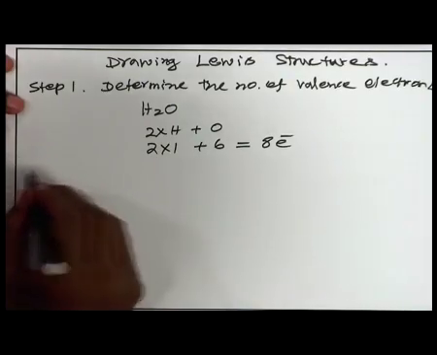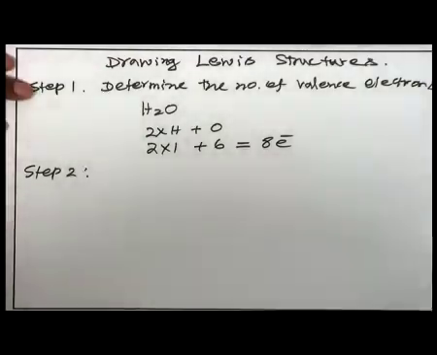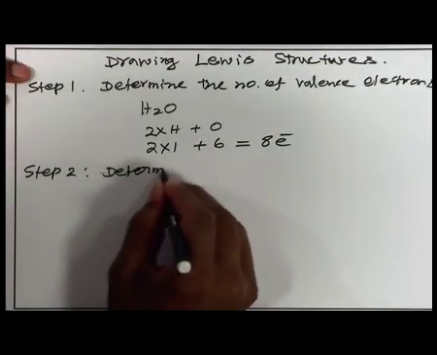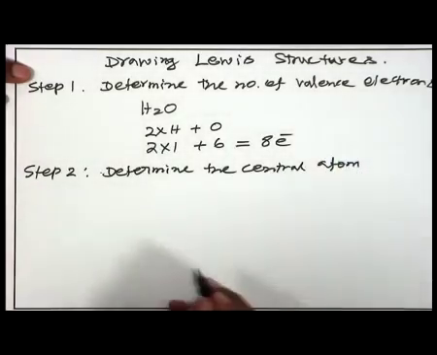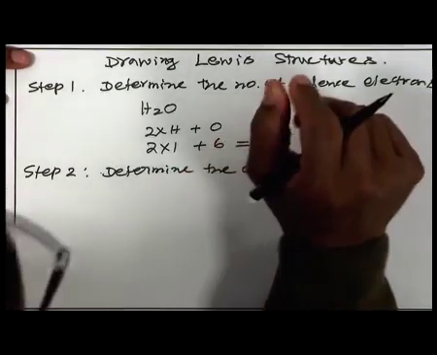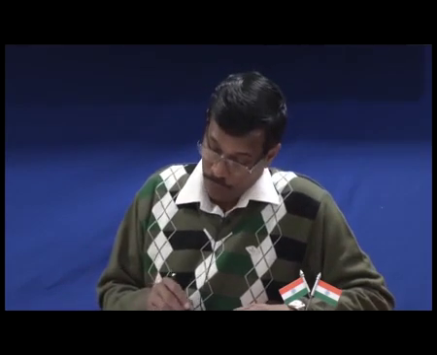The second step is to find the central atom. What is a central atom? If you take a molecule, there will be an atom surrounded by other atoms. The middle atom is called the central atom. How to determine the central atom? Usually the central atom is the less electronegative element, or the element that has the greatest bonding capacity.